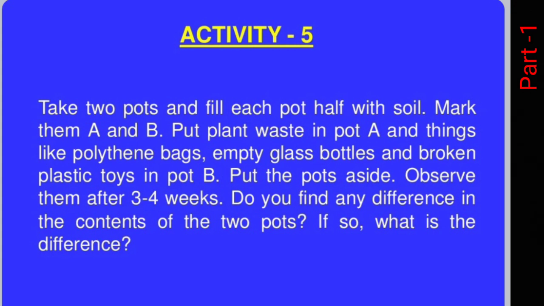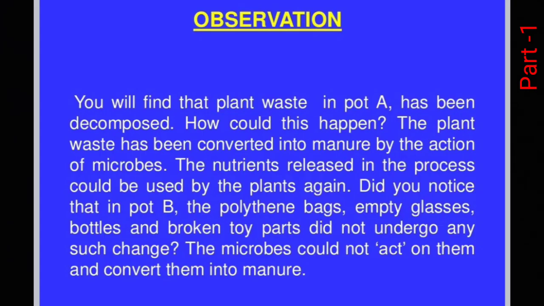So this is an easy experiment you can perform at your home, and you have to do observation and find the result. So what will you observe? You will find that the plant waste in pot A has been decomposed. Why has it been decomposed? Due to the action of microorganisms on the plant waste, on the organic waste. So the plant waste has been converted into manure by the action of microbes.